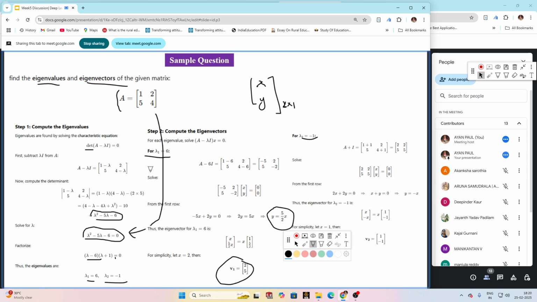Okay, so again I am repeating. The first step is to find the characteristic equation. How can the characteristic equation be found? That is determinant of A minus lambda I equals 0. Once we find the characteristic equation, we can find the eigenvalues. Once we get the eigenvalues, we put them in one by one. Whenever we put in one eigenvalue, we get one eigenvector, and when we put in the next eigenvalue, we get the next eigenvector. So we got the eigenvalues and eigenvectors.